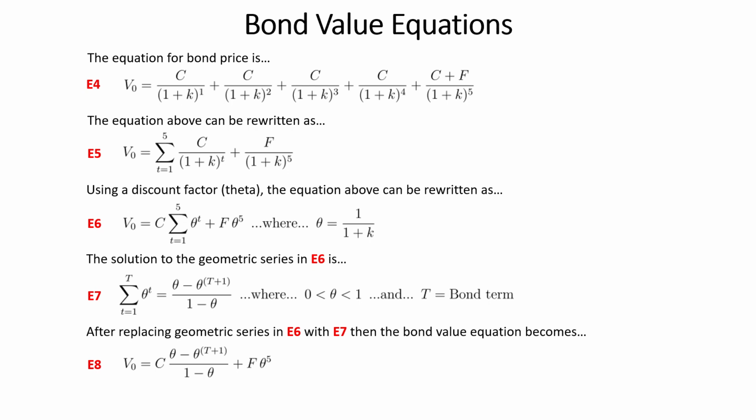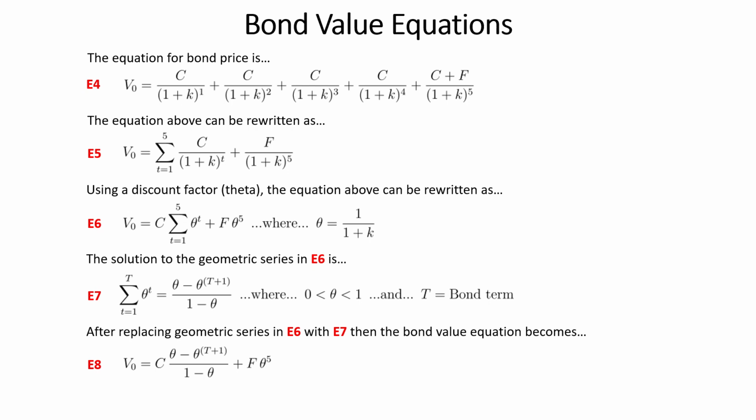And what we've done is we've taken equation E4 and expressed it as E5 by using the summation, the sigma symbol. And basically that's a sum. So if you look at the subscript of the summation is t equals 1. T in this case is years, number of years. And then the superscript to that sigma symbol is 5.